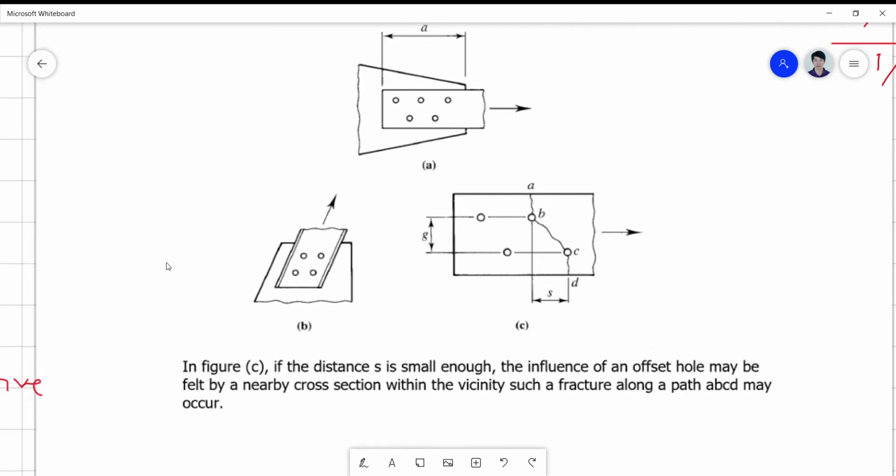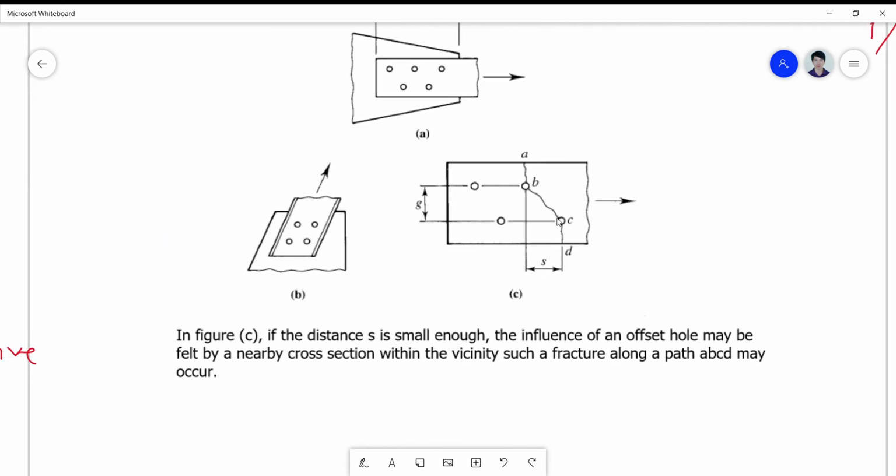So in figure C here, which is actually almost similar to this figure A here, the distance S is provided for, and it must be small enough that the influence of an offset hole may be felt by a nearby cross section within the vicinity, such as a fracture along a path ABCD may occur. Okay, so what does that mean?